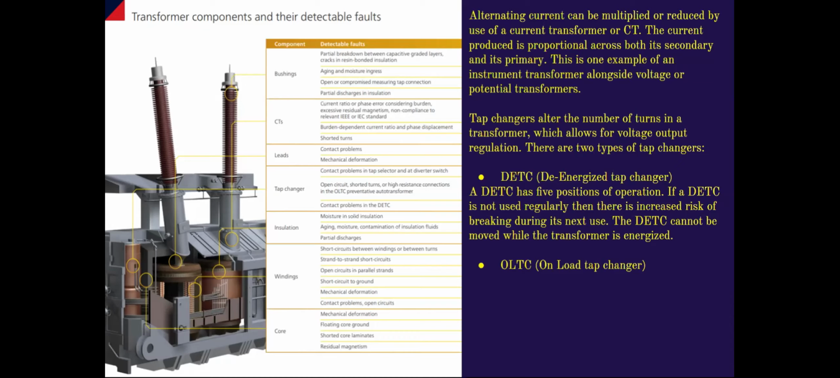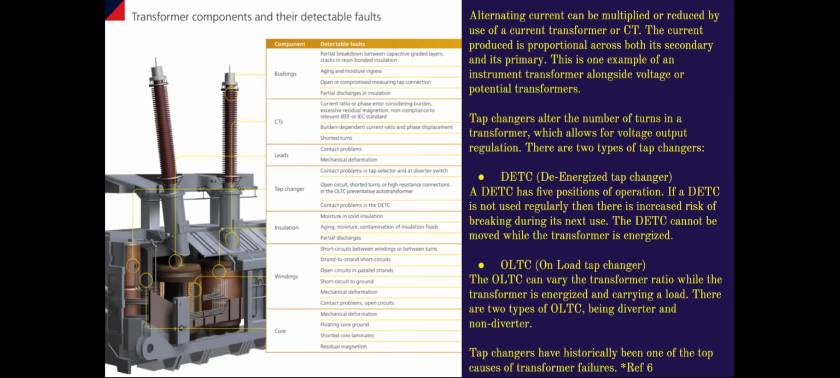Of course, then you have the leads, which can have contact problems, and then mechanical deformation, typically just due to heat. You have the tap changer, which has historically been one of the top causes of transformer failures. So the tap changers alter the number of turns in an actual transformer. You can increase or decrease the amount of turns in the transformer depending on what you're trying to do. So we also have to worry about the insulation, which moisture gets into, which starts causing it to degrade. And then of course partial discharges through the insulation is a big no-no as well.